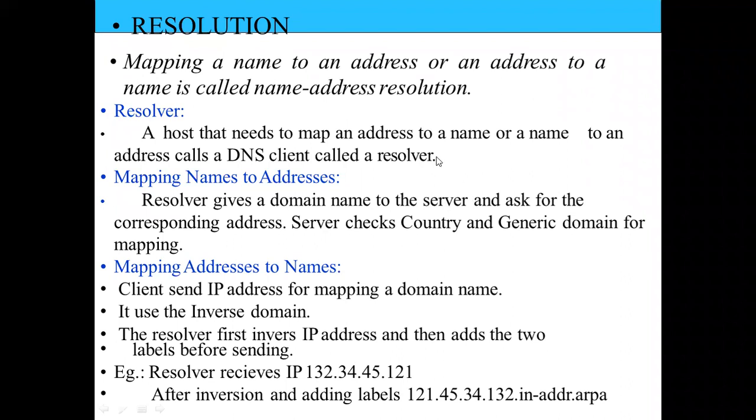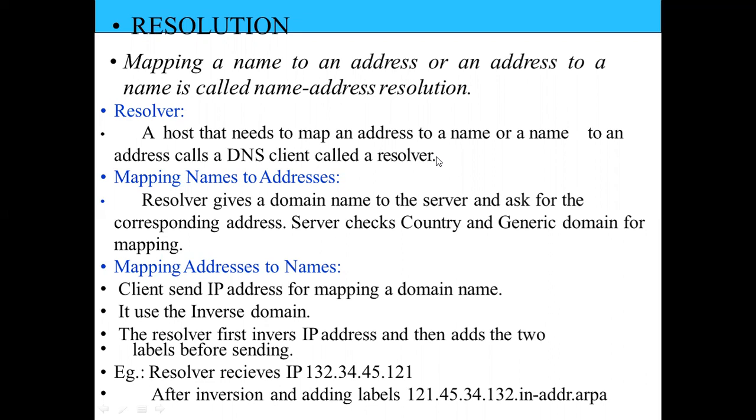Next point is resolutions. So mapping a name to an address or an address to a name. First, in the host, we assign the host name and the IP address. So the mapping is required for DNS. For example, an XYZ system is there, and that XYZ system is to be assigned an IP address 132.34.45.121. So in DNS, what happens? The DNS server will be resolving that host name with that IP address.